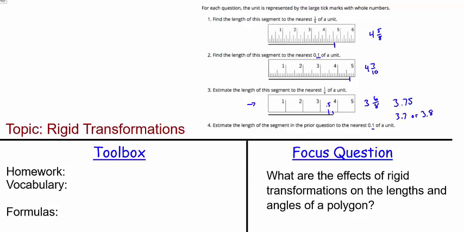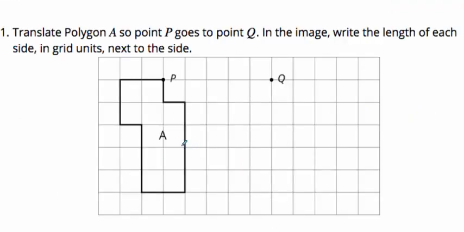Alright, let's go to today's work. Number 1 says translate polygon A, so point P goes to point Q in the image. Write the length of each side in grid units next to the side. Alright, so let's count the grid units. This is 1, 2. Here's 2, 1, 1, 2, 3, 1, 2, 1, 2, 3, 4, 1, and 1.